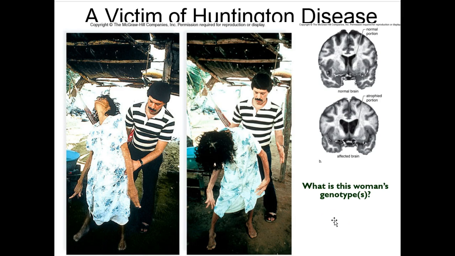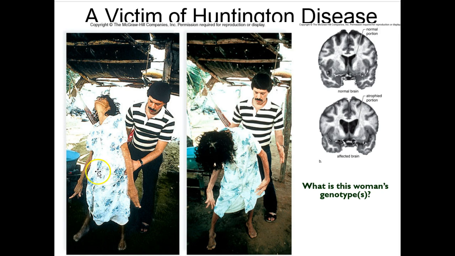Let's do a human example. This is Huntington's disease. You can see what the brain looks like normally, and you can see what the brain looks like with Huntington's disease. It's a genetic disorder where you are going to be an autosomal dominant. So this person could be big H or big H little h.